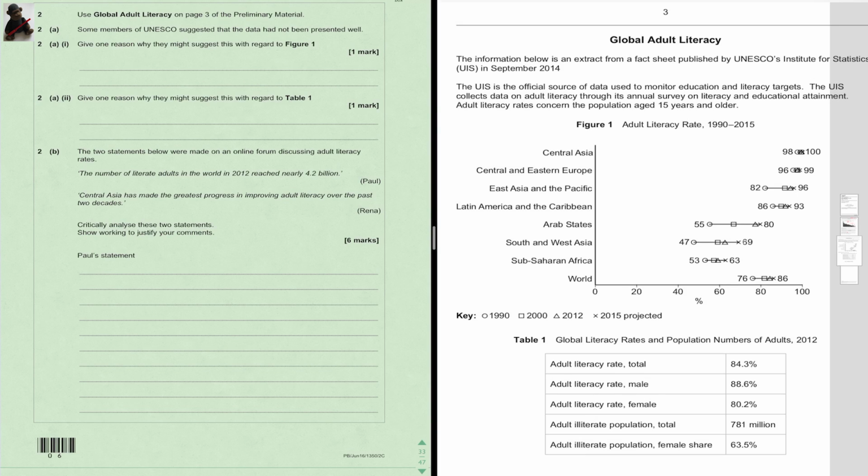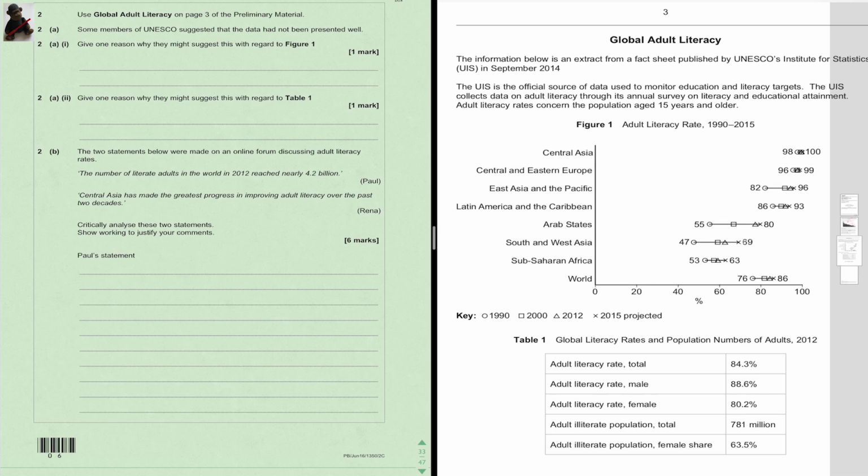Question 2. Use global adult literacy on page 3 of the preliminary material. So we've got this information on the right hand side. Some numbers of UNESCO suggested that the data had not been presented well. Give one reason why they might suggest this with regard to figure 1.